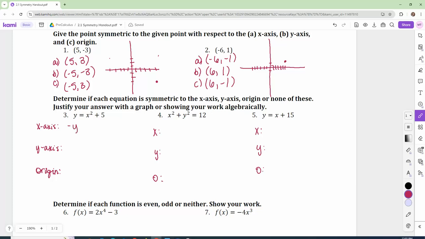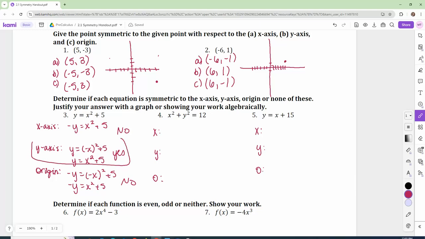Okay, so to check your x, you make your y negative. Is this the same? No. To check your y, you make your x negative. But if you square a negative, it becomes positive, so that is what we started with. To check origin, we do both. Okay, negative x times negative x is positive x squared, but we still have that positive y, so that one's a no. So this one is only symmetric to the y. Do we get that?